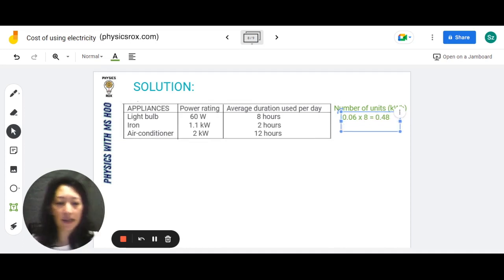Next line. The iron is 1.1 kilowatt. Now, if they've already given the number in kilowatts, you don't need to convert anything because it's already in kilowatts.